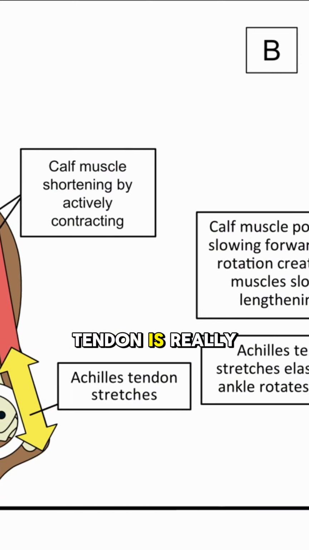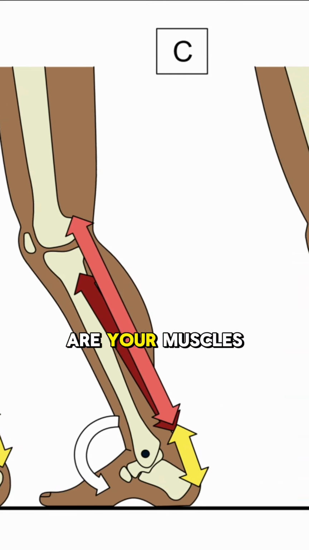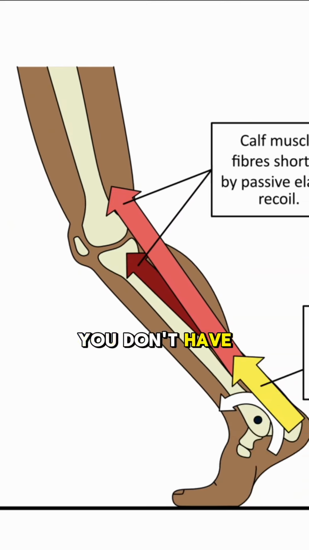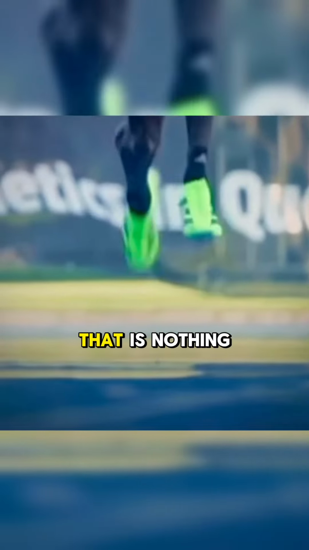However, a stiff tendon is really hard to stretch. And the thing that stretches those tendons are your muscles. However, you don't have a lot of time to stretch them. Let's look at this sprint in slow motion. You see that his foot hits the ground and then recoils off. The average ground contact time in an Olympic sprinter is 80 to 100 milliseconds. That is nothing. So you need your muscles to contract extremely quickly.